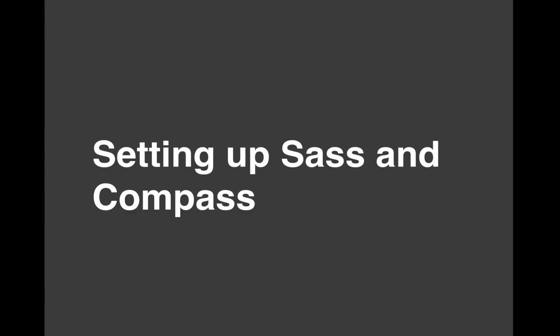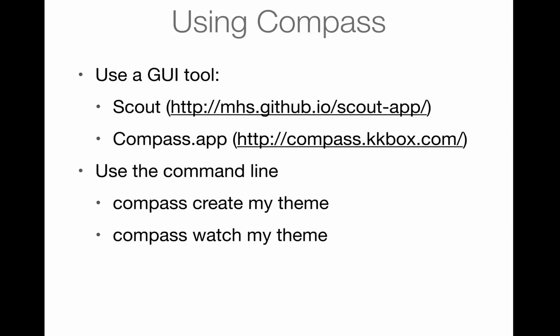So once you've learned how to write some of the Sass syntax and start using that, the first thing you'll really want to do is set up Compass and start converting your SCSS files to CSS. And there are two ways that you can use Compass. You can either use a GUI tool or you can use the command line.